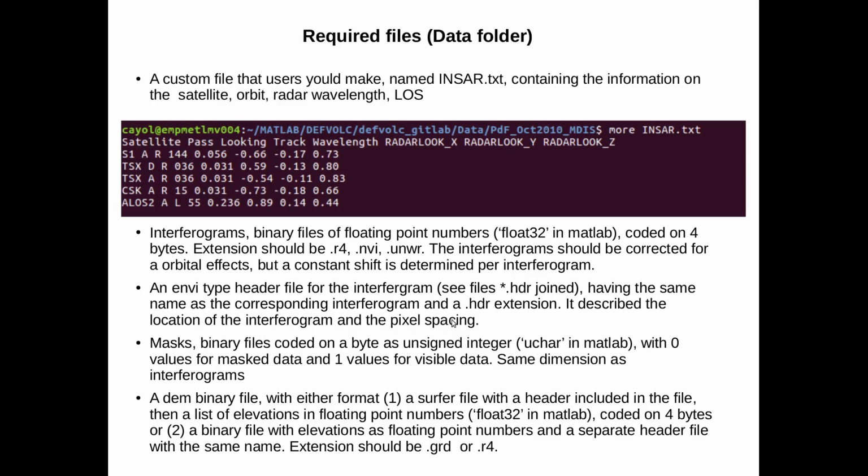and the pixel spacing. Then you should have masks for the interferogram if required. These are binary files which have 0s for mask value and 1 for visible data. The masks have the same dimension as the interferograms. Then you should have a DEM because you want to use a realistic topography file. The DEM can be either binary files with a header included, or they can have a separate header, which is again an ASCII file.